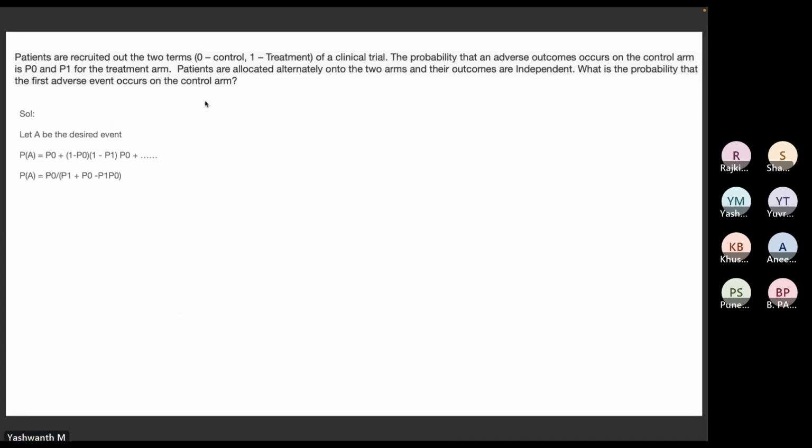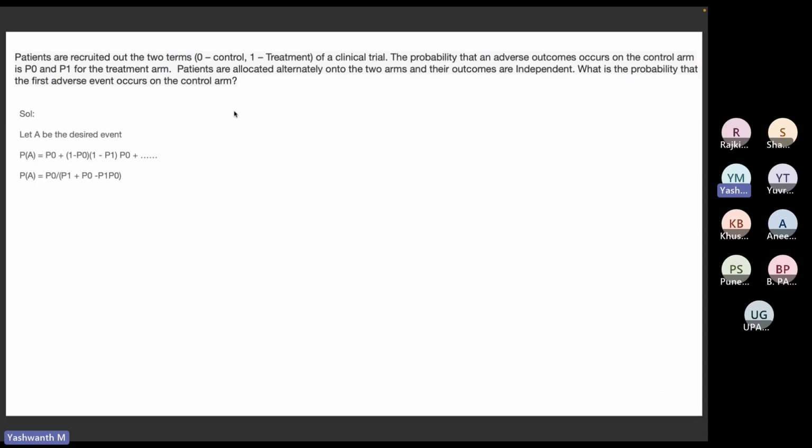The patients are recruited onto two arms, control and treatment, of a clinical trial. Zero is control and one is treatment. The probability that an adverse outcome occurs on the control arm is P0 and P1 for the treatment arm. Patients are allocated alternately onto the two arms and their outcomes are independent. What is the probability that the first adverse event occurs on the control arm? Here you can assume that you start with the control arm, at least the solution which I have written assumes that.